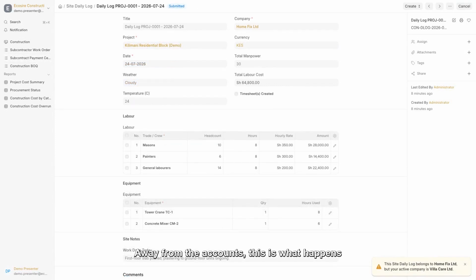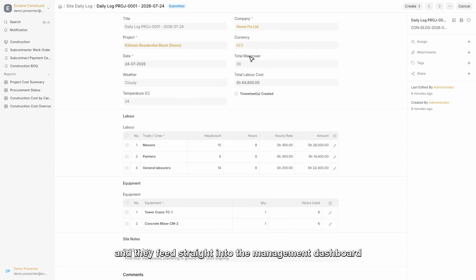Away from the accounts, this is what happens on the ground every single day. A site daily log is your site engineer's diary. Each day they record the weather, the crews on site, the plant that was running, and a short note of what actually got done. Today 30 workers were on site across several trades, and the app totals the headcount and the labor cost for you. Over the week, these daily logs build the true story of who was on site and what it cost, and they feed straight into the management dashboard we are about to see.